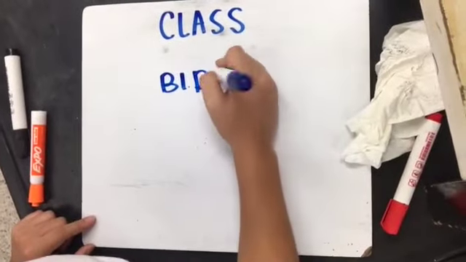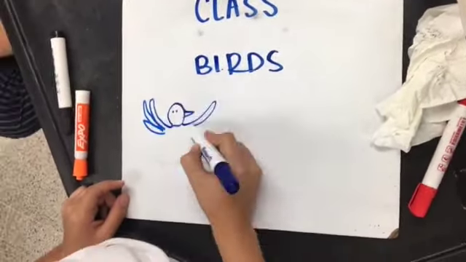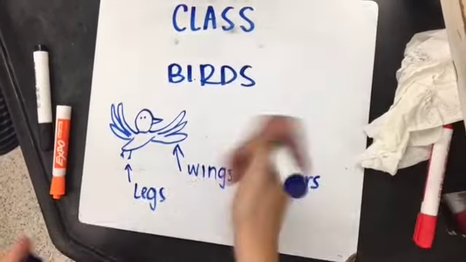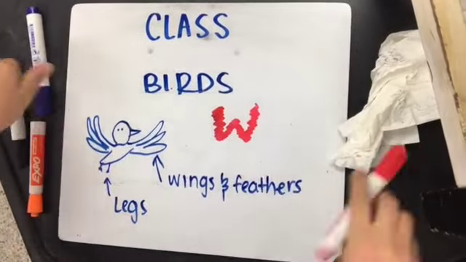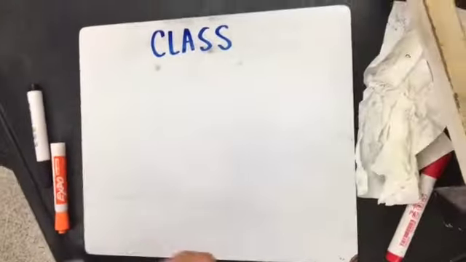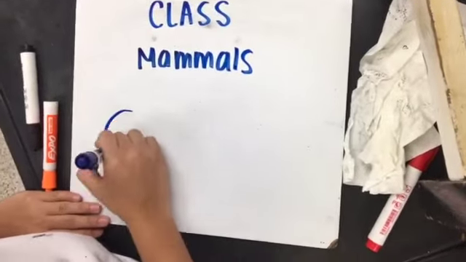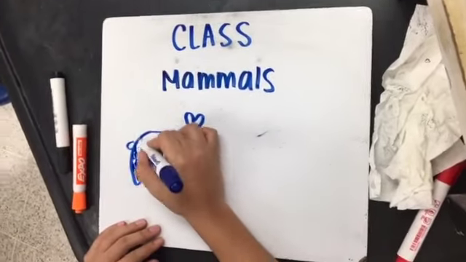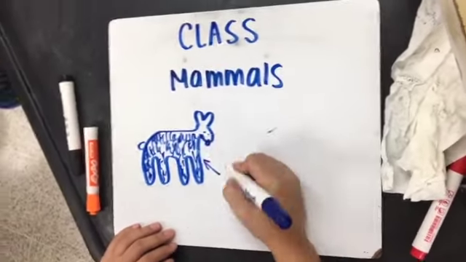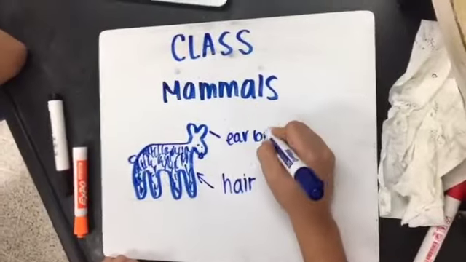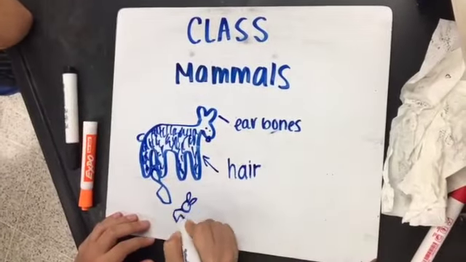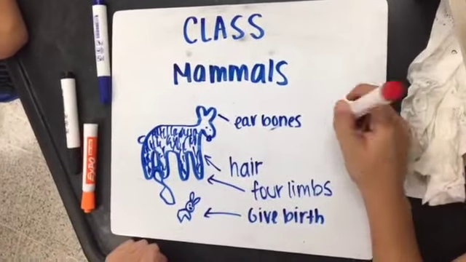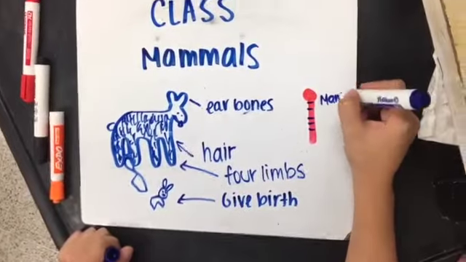Class: Birds. Birds are vertebrates with features such as wings, feathers, two legs, and they are warm-blooded. They use internal fertilization to reproduce. Class: Mammals. Mammals are a diverse group. They are endothermic, maintaining their body temperature regardless of the environment. Compared to amphibians and reptiles, mammals have hair, three middle ear bones, and a mammary gland in females. They all give birth and they have four limbs.